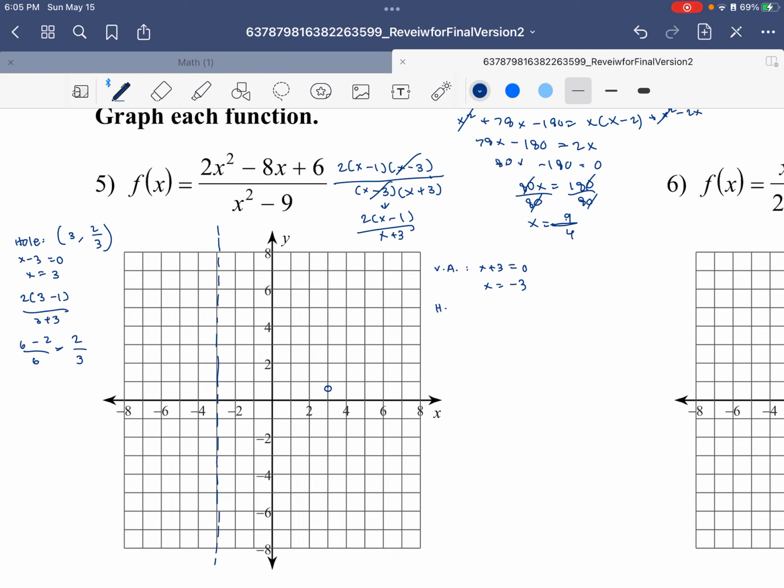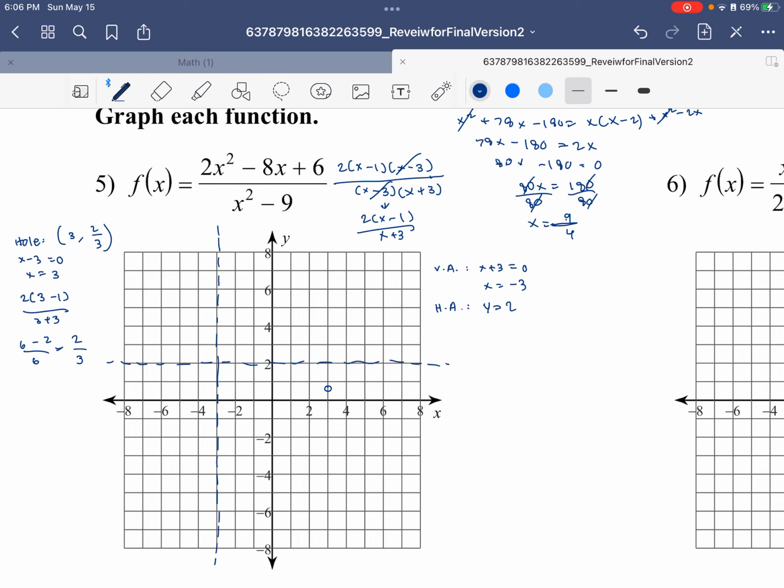And then let's find our horizontal asymptote. Another review: when finding the horizontal asymptote, when the top and the bottom degree is the same, which in this case it is, the horizontal asymptote is going to be the coefficient of the numerator over the coefficient of the denominator. And so in this case, it's going to be 2, because 2 over 1 is 2, and so that's going to be our horizontal asymptote.